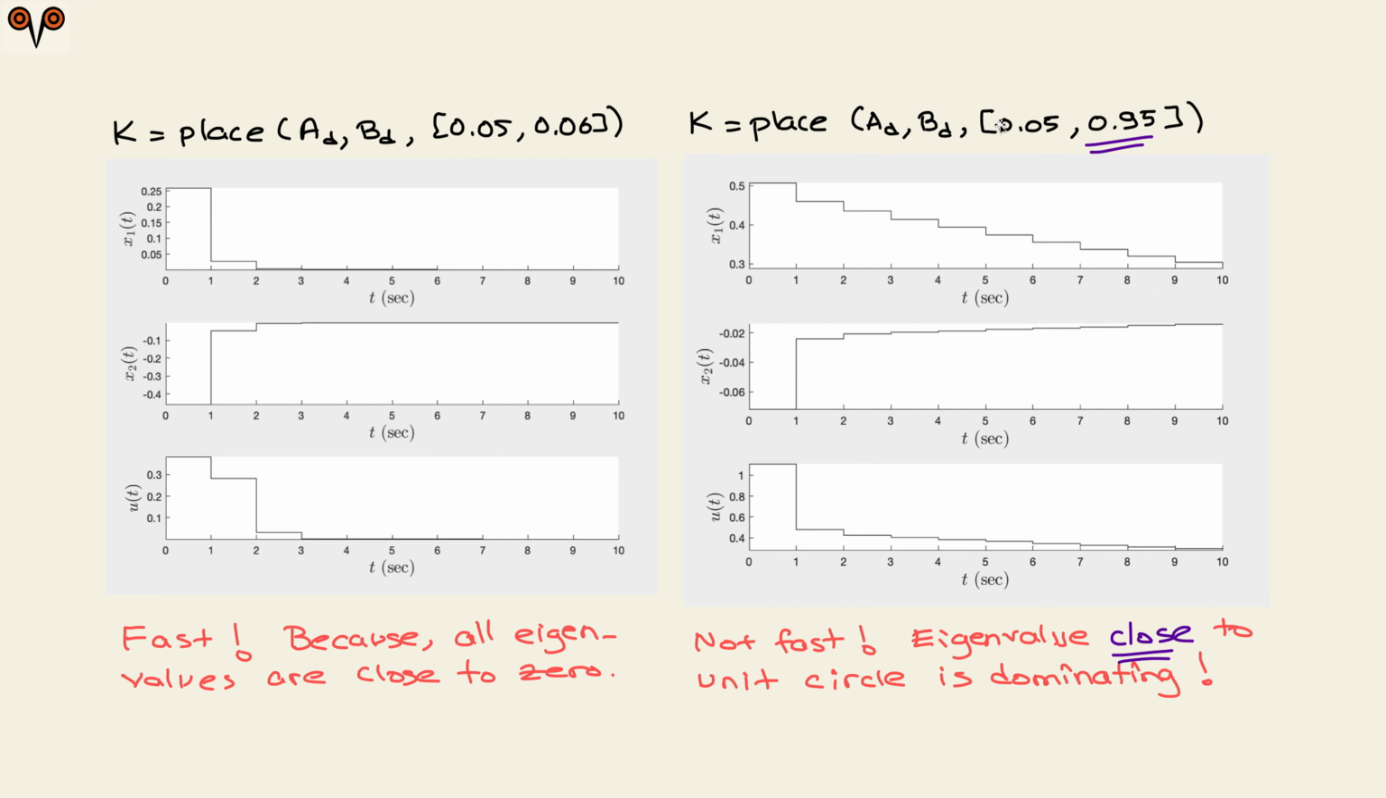Now if you choose one eigenvalue small and make the other one large, the system response will be slow, actually slower than the previous case, because the eigenvalue that is close to the unit circle will be the dominating eigenvalue that determines the convergence. So if you want to achieve a faster convergence, you cannot leave one eigenvalue large and one small. You have to choose all eigenvalues small to converge to 0 faster. This is for the eigenvalue.